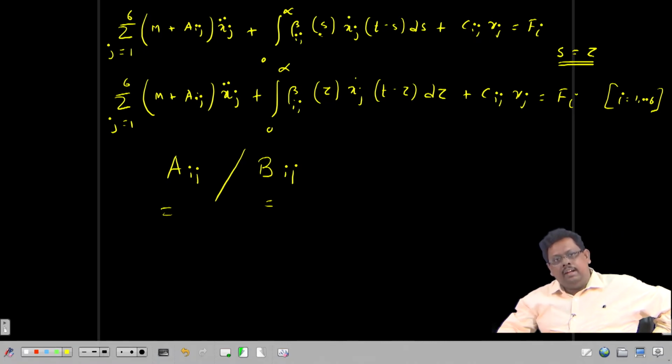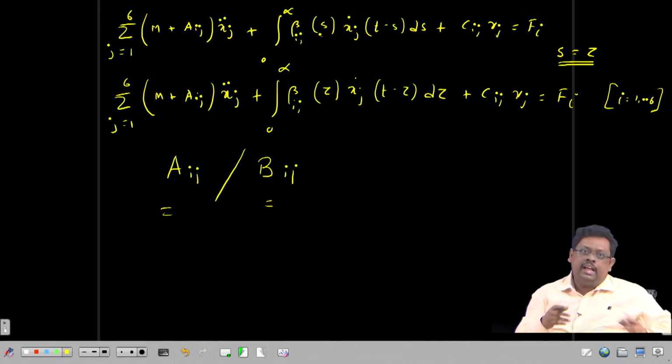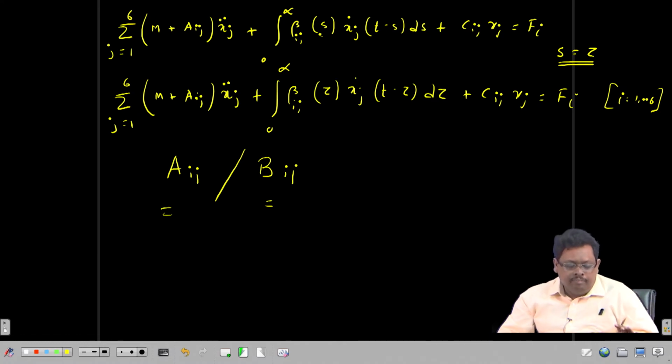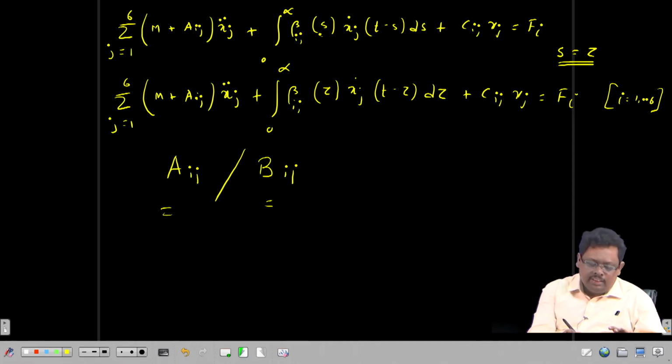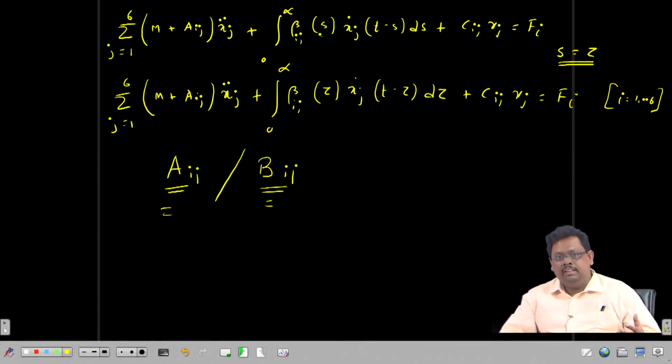But then what is the advantage of using this impulse response function equation of motion? I mean, why are we doing it? We have the frequency domain solution, we know how to solve it, so what is the advantage of using this equation? Before we discuss all these things, let us try to find out how we can get these terms a_ij and b_ij easily.